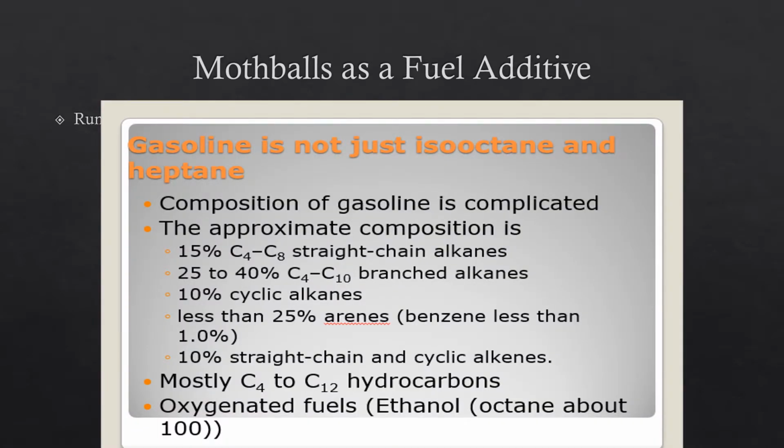If you remember the octane real-life Orgo from Orgo 1, your gasoline is made up of many different compounds, and some of those compounds are arenes, and one of the arenes is naphthalene, and the octane rating of pure naphthalene is actually 90, so that's pretty high.